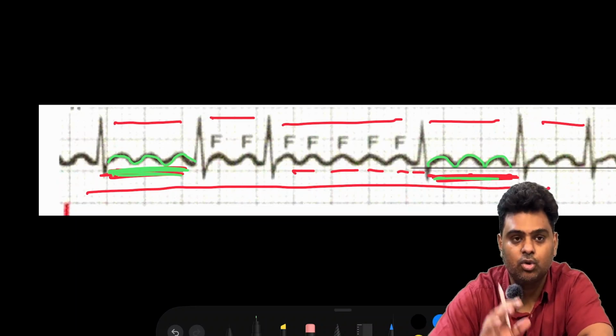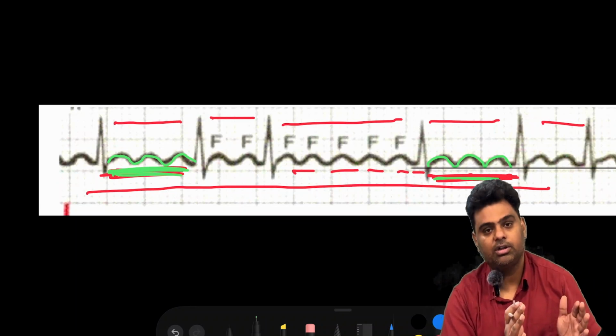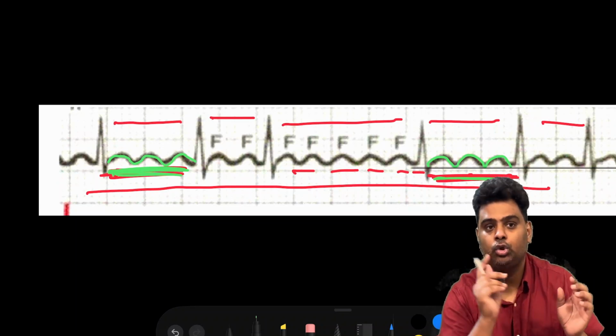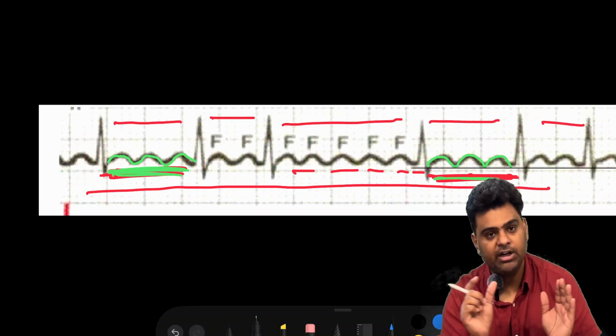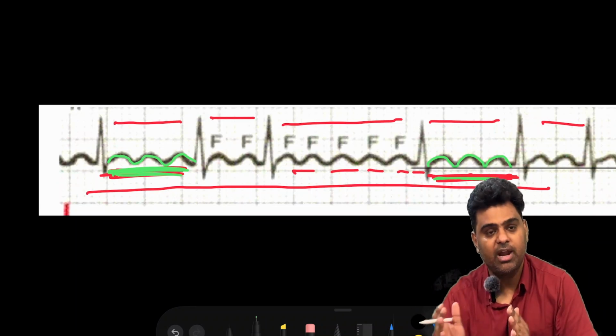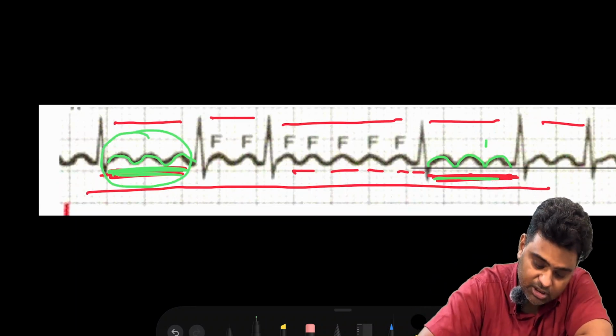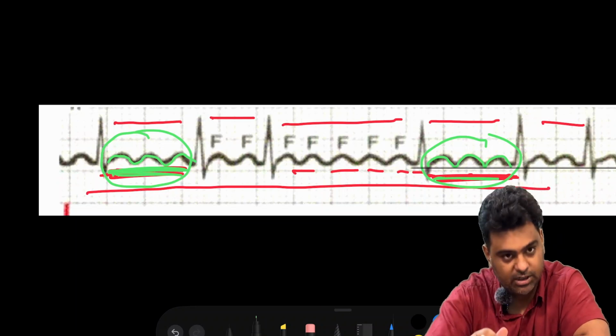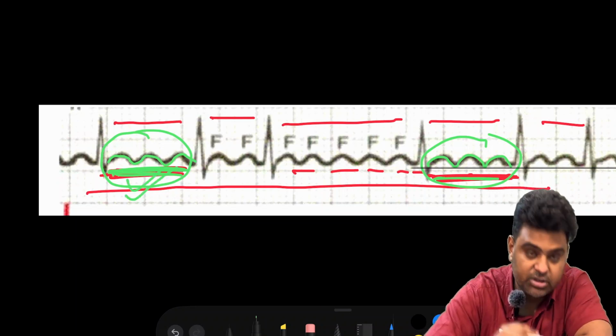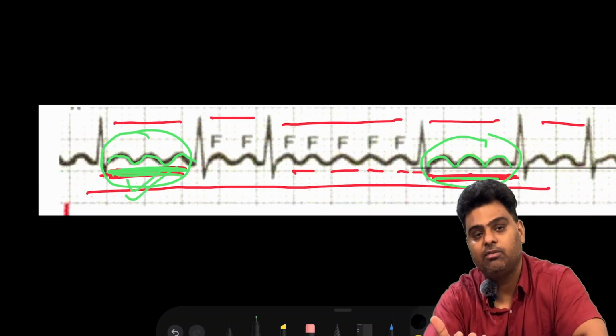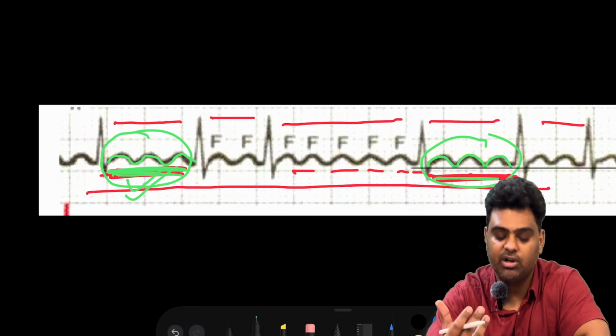So whenever you have an irregular rhythm, take 2 RR intervals where the rate is constant, that is, the RR interval is the same, and check the pattern. If the pattern is the same, just like here, then it will be atrial flutter. And if this pattern was different, then it would have been atrial fibrillation.